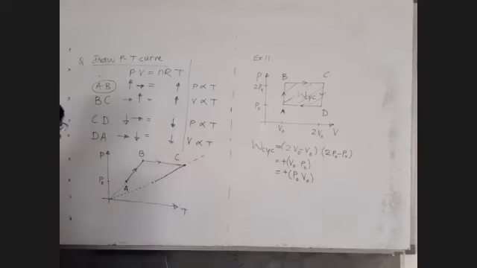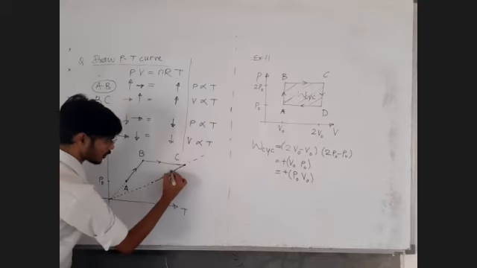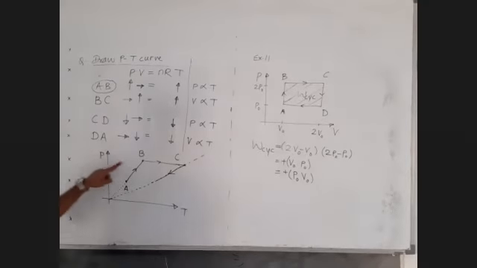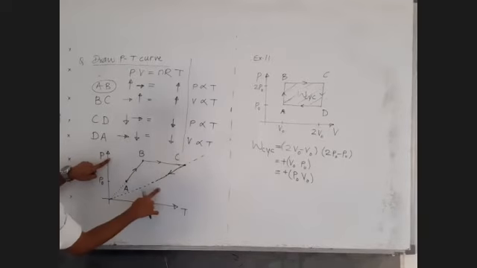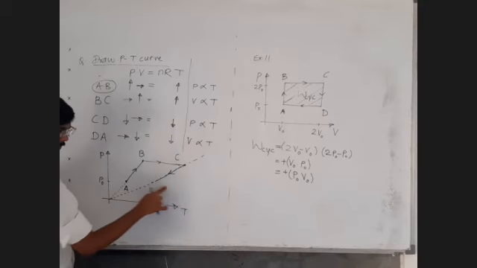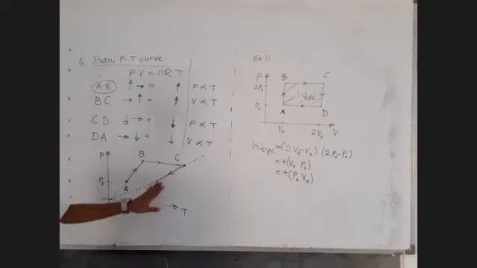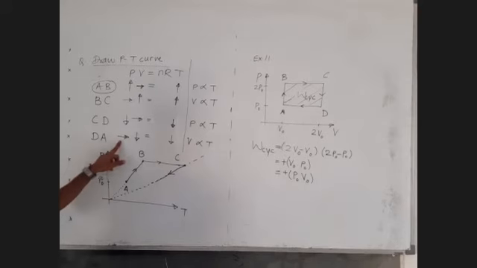We cannot immediately decide point D, but we are at least sure about the arrow, because for this part pressure is decreasing and temperature is decreasing. We cannot immediately decide point D, but at point D, if we observe, pressure is constant.